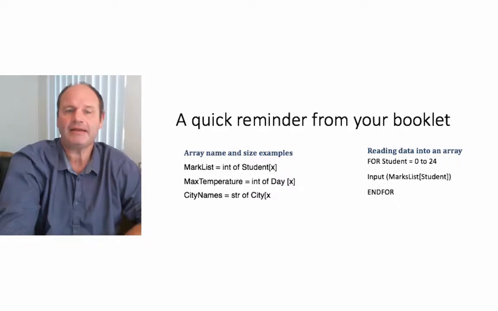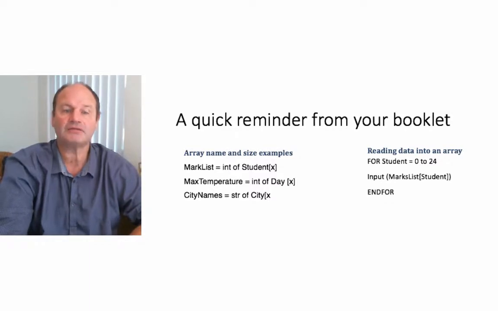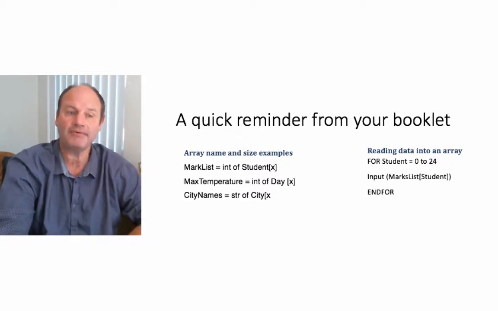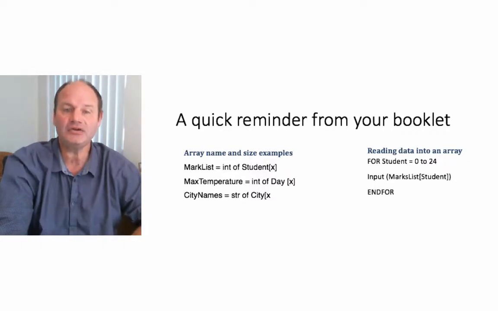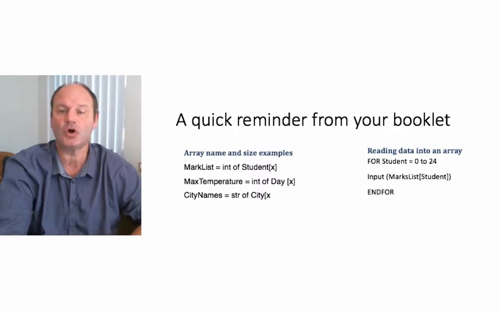Look carefully at the input line and see that there are two different pairs of brackets used. Square brackets surround the name of the elements. Round brackets encompass the name of the array and the name of the elements. Please try and remember this. Also take note that when we are inputting data into an array using a for loop, a counter is not needed.